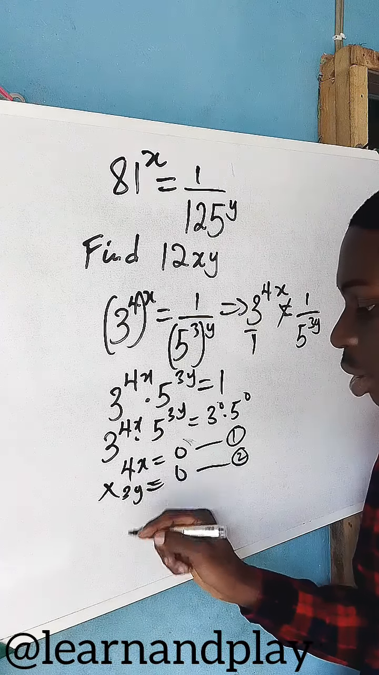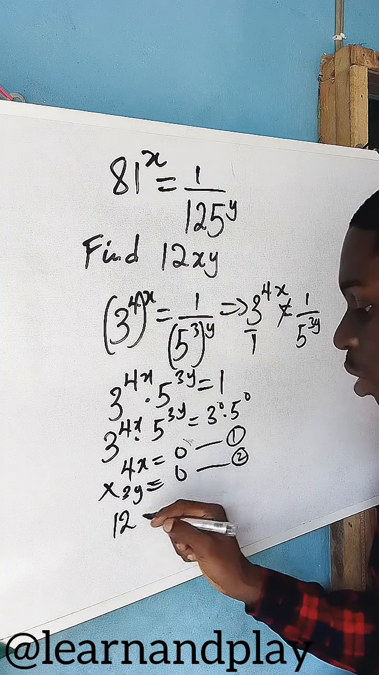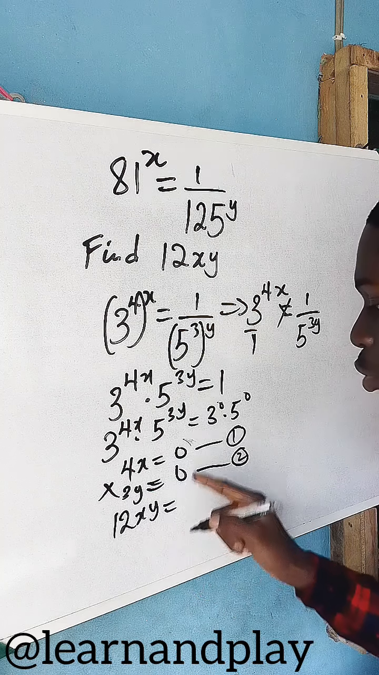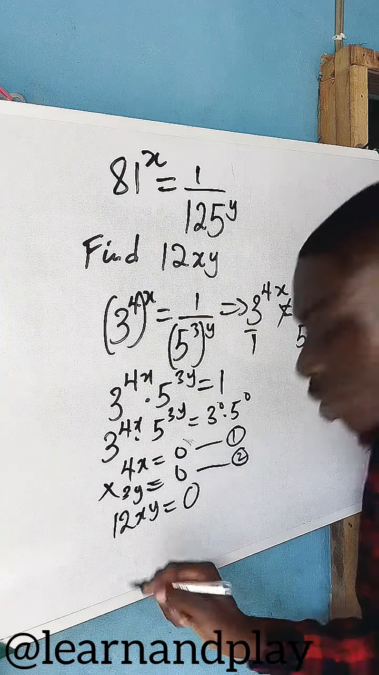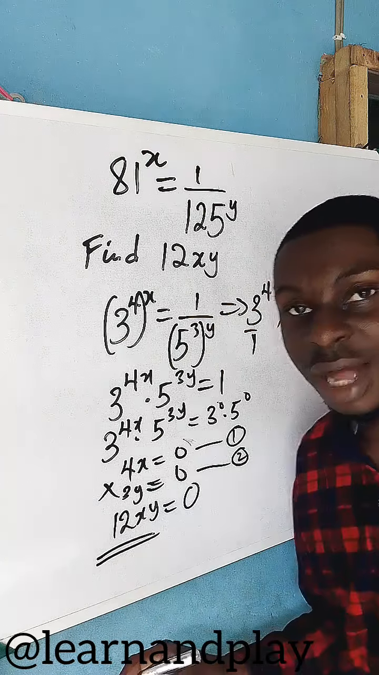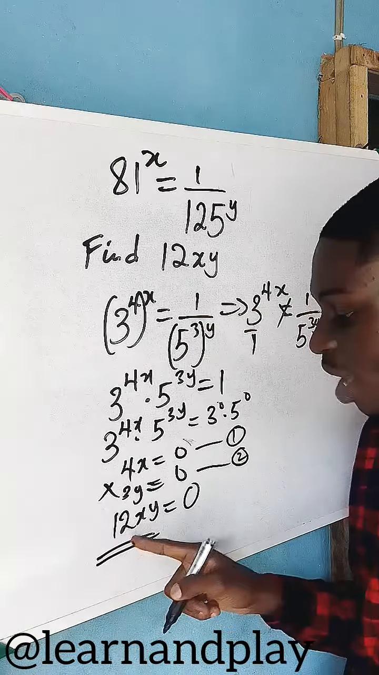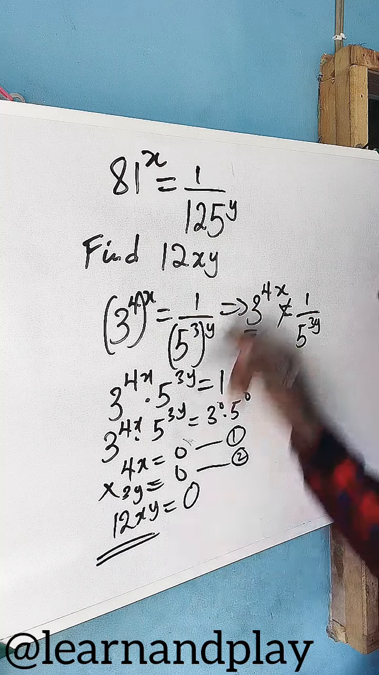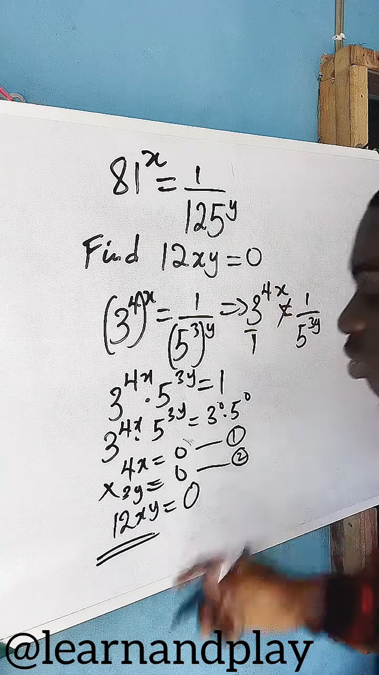Now 4 times 3 will give you 12. x times y will give you xy, to be equal to 0 times 0 will give you 0. So this is the required solution we are asked to find. So 12xy is equal to 0. So the answer to this is equal to 0.